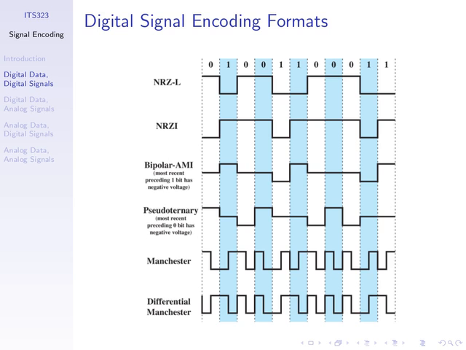We'll talk about why we have different ones. I will summarise that in one of the later slides. But let's just go through 2 more examples, or 2 different ones first. Another one, bipolar AMI. AMI is alternate mark inversion, where mark refers to bit 1s, a bit 1.